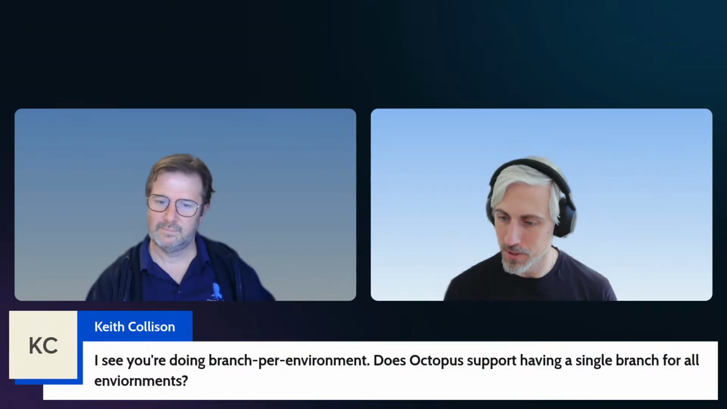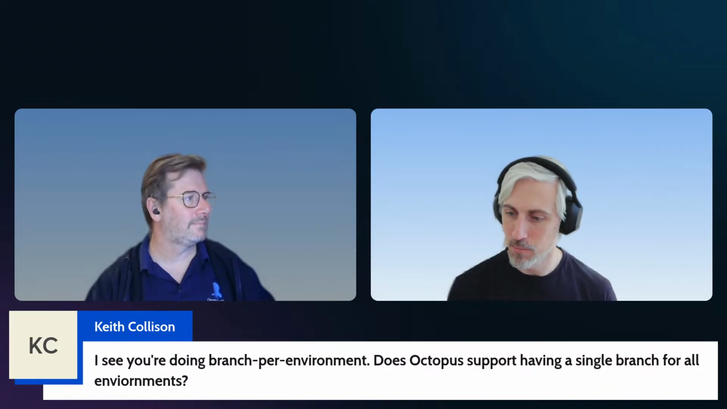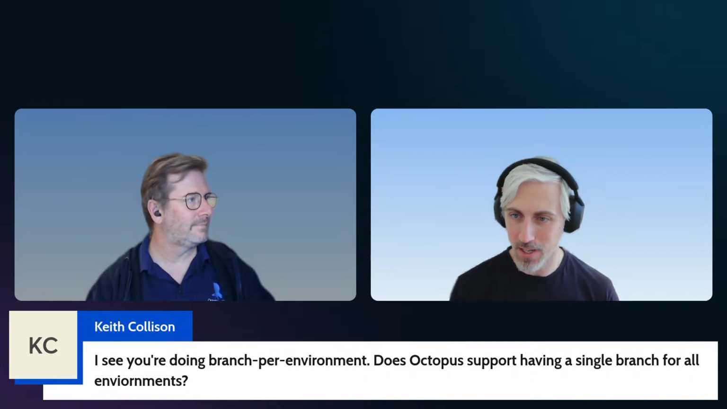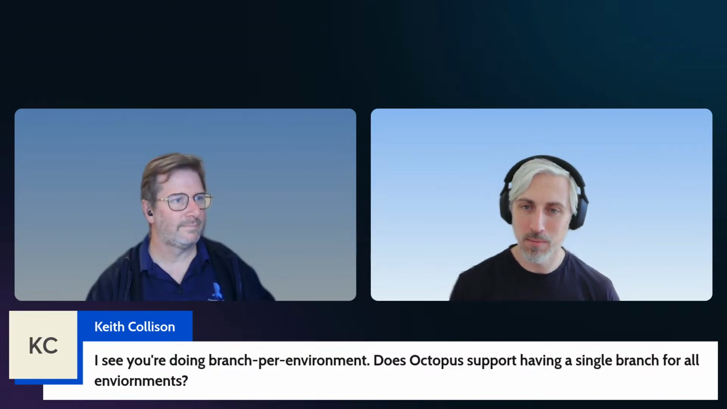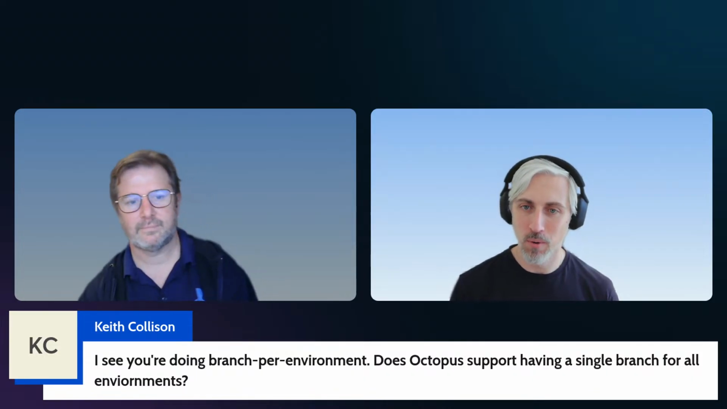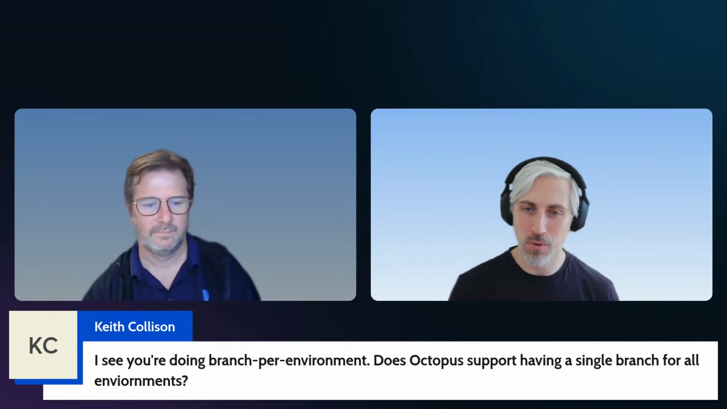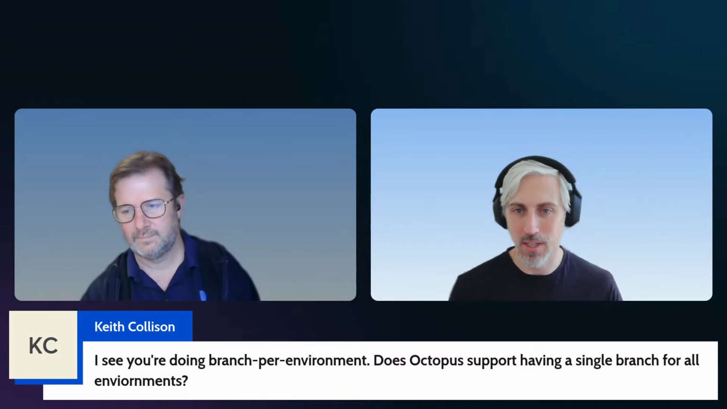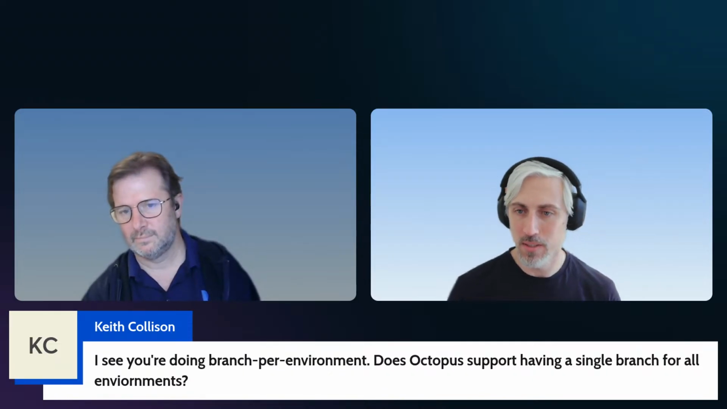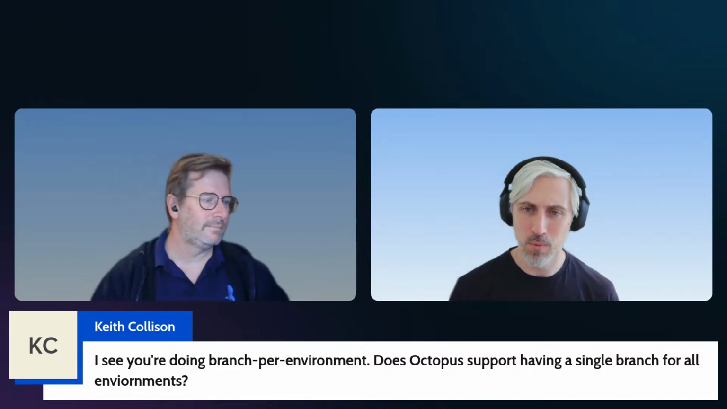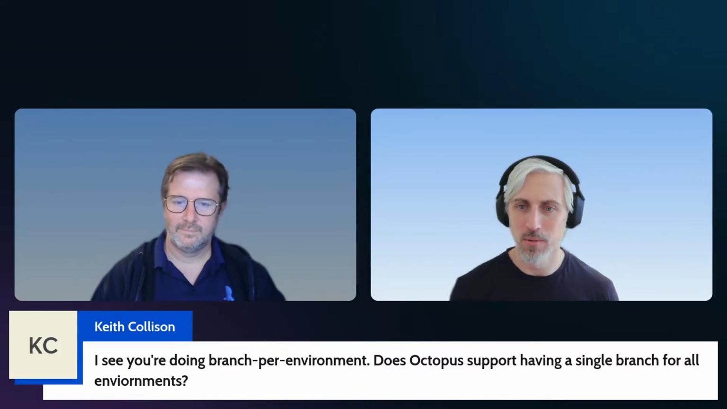Finally, Kit is asking, I see you're doing branch per environment. Does Octopus support having a single branch format? Absolutely. Yes, definitely does. Actually, this is the recommended path. So we actually hope you will have multiple folders in one branch, and a folder will represent an environment. Again, we just wanted to show you that there is more than one way, because one branch is a bit simpler. Yes, it supports that. You can also have different repos for your environments, which we definitely do not recommend, but you can do that if you want.